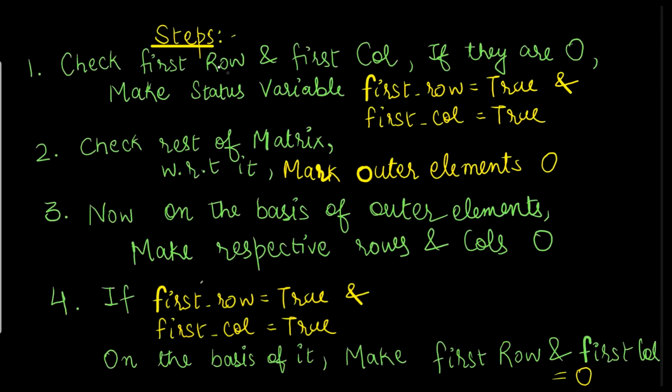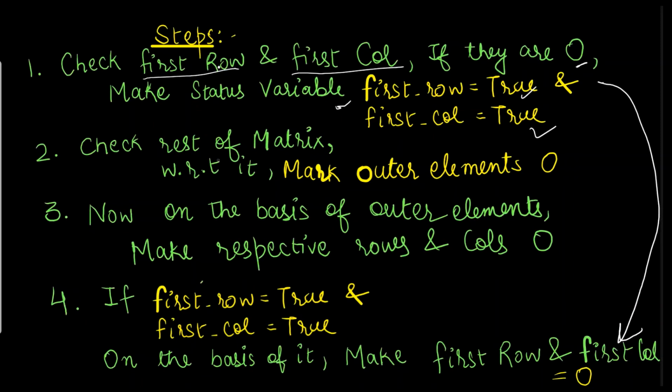Firstly, check the first row and first column elements. If any of them are 0, make the status variable true, because it will be used in our fourth step.